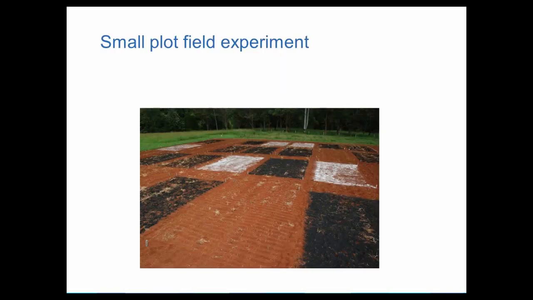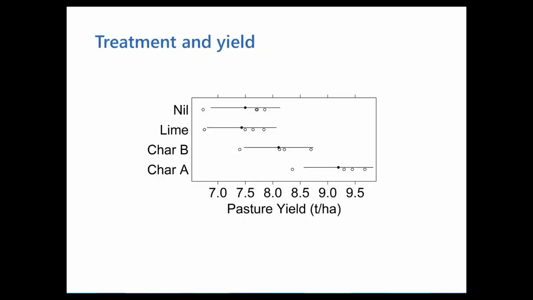Okay, so back to our small plot field experiment. I've got some data from it. I'd just like to show you how those ideas really helped produce solid results from this trial. So these are the yields from that particular experiment. Across the horizontal axis there, I'm looking at pasture yield, tonnes per hectare, ranging from a little under 7 to a bit over 9.5 there.